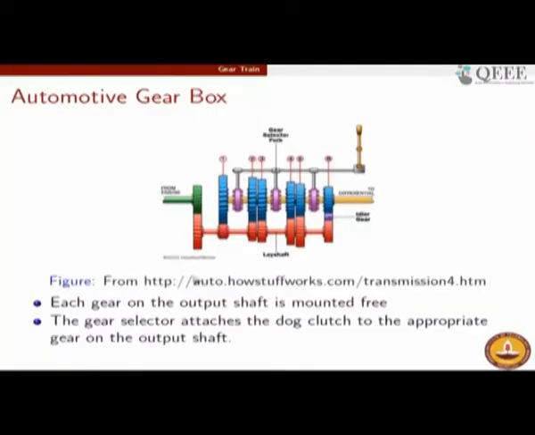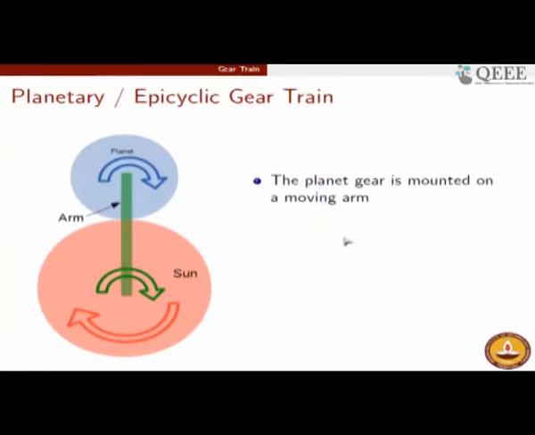The last part of this talk is going to be on planetary gear trains. So let's cover that right now. As the name suggests, planetary gear trains are gear trains wherein we have a sun gear, a planet gear, and an arm or a carrier. Till now, what we have been looking at is just the condition where the arm is fixed.